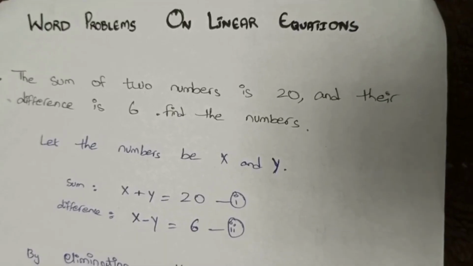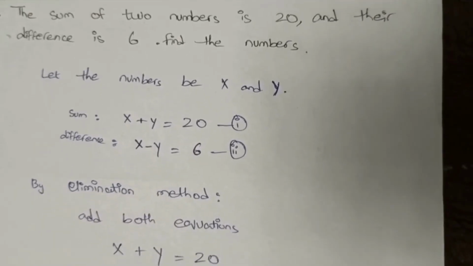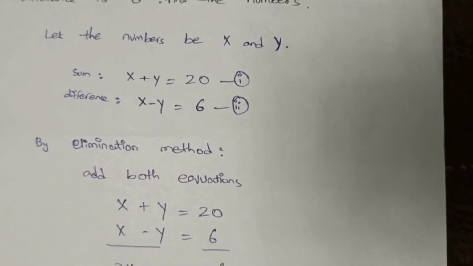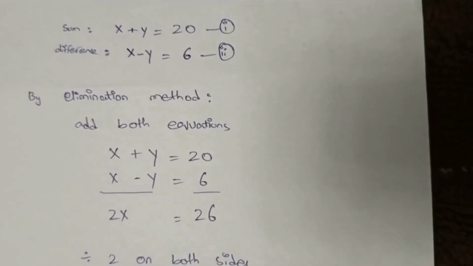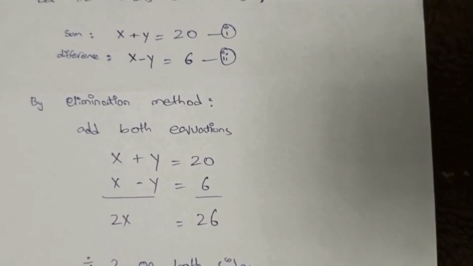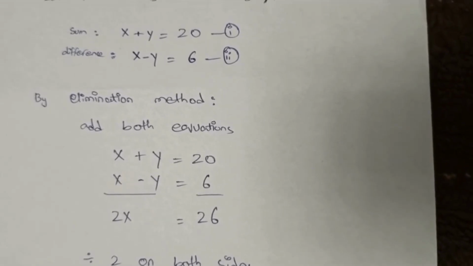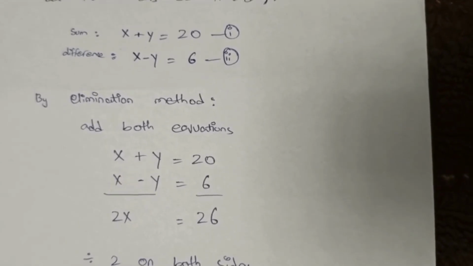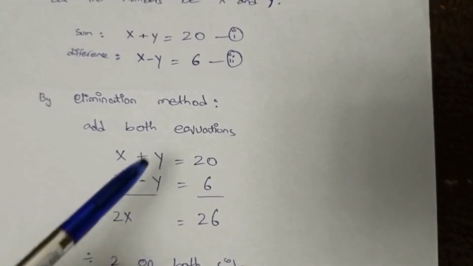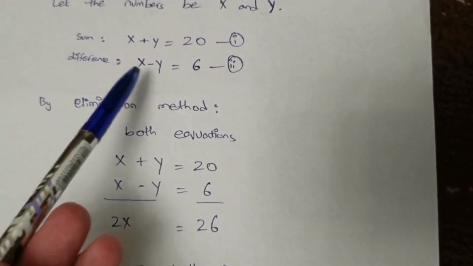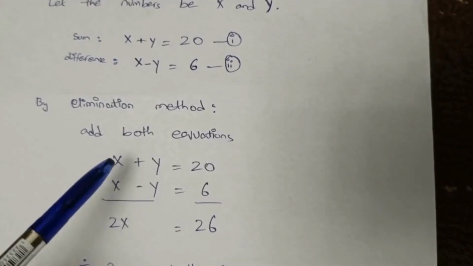It became my second equation. Now this is a simultaneous linear equation, and we have two ways of solving simultaneous linear equations: by elimination method or by substitution method. I use the elimination method, so let's look at it. In the elimination method, we add or subtract both equations to get rid of one variable. If we add both of these equations, we would get rid of y. I did just that. Add both equations.